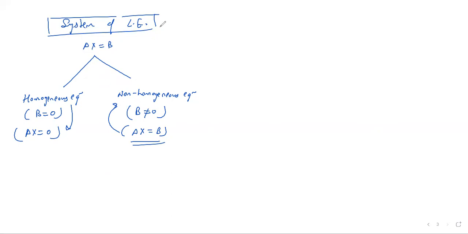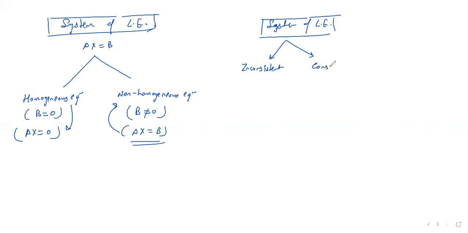Now if we talk about the solution of this system of linear equations, what are the types of solutions? The system can be inconsistent or consistent. By inconsistent we mean that the system has no solution. And in the consistent case we have a solution, and that solution can be a unique solution.